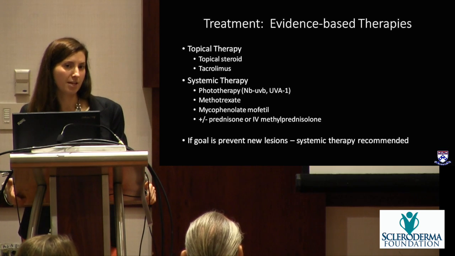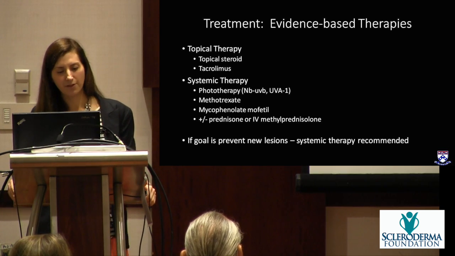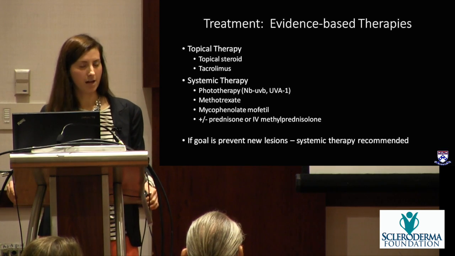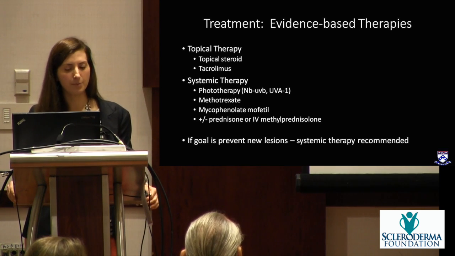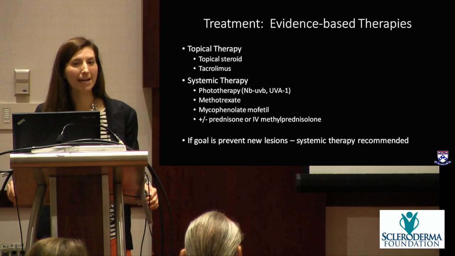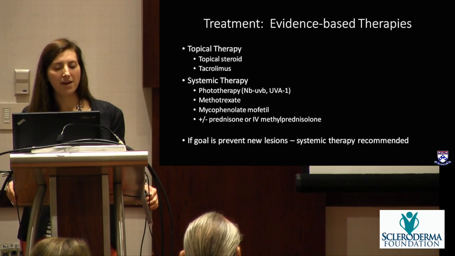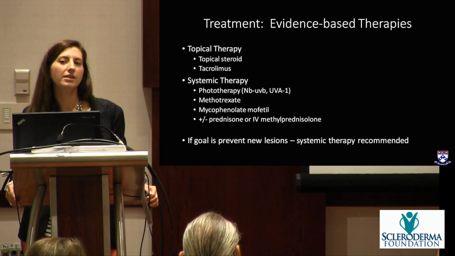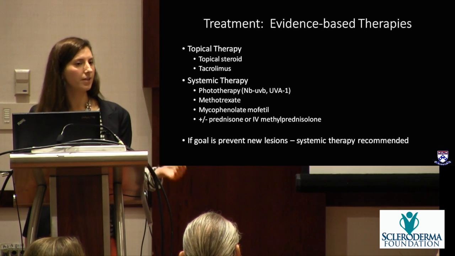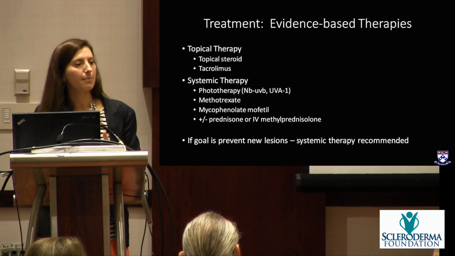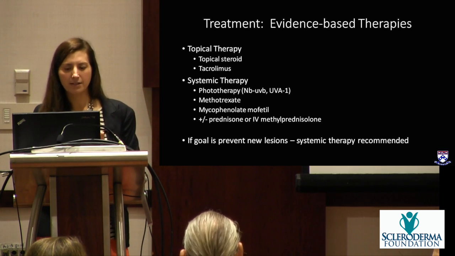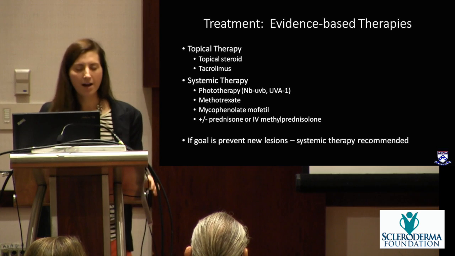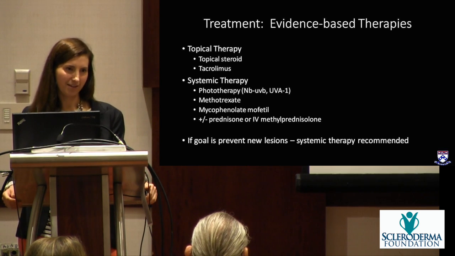So are there evidence-based treatments? Absolutely. There's topical therapy, including topical steroids and tacrolimus, which is a calcineurin inhibitor. There's systemic therapies, such as phototherapy. There's narrowband UVB, and there's UVA1. What's the difference? Narrowband UVB is much easier to come by. It's in academic institutions. It's also in private practice. UVA1 is much harder to come by. It's only at certain academic institutions.